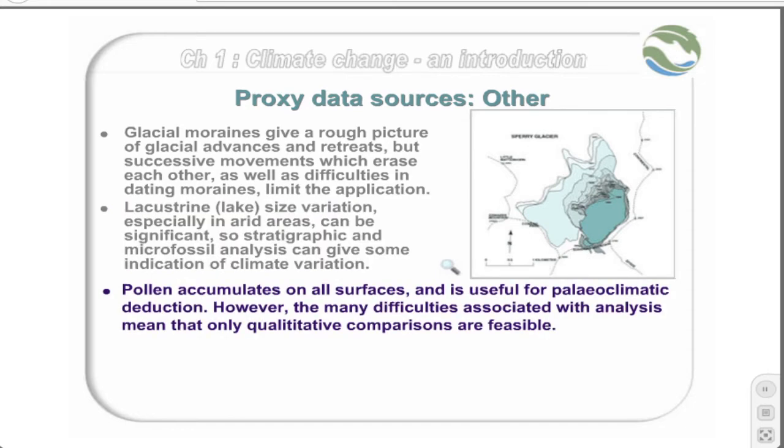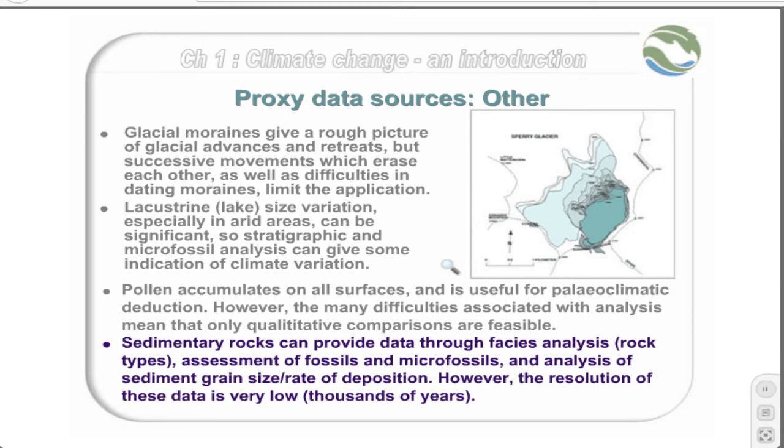Pollen typically accumulates on all surfaces in the world and is useful for paleoclimatic deduction. However, the many difficulties associated with analysis mean that only qualitative comparisons are feasible. That is, we could say it's warmer and drier now than previously, but we can't say with any certainty how much warmer or drier. Sedimentary rocks can provide data through facies analysis, that is, studying the different rock types, as well as assessment of the fossils and microfossils, and an analysis of sediment grain size and rate of deposition. However, the resolution of these data is very low, typically thousands of years.